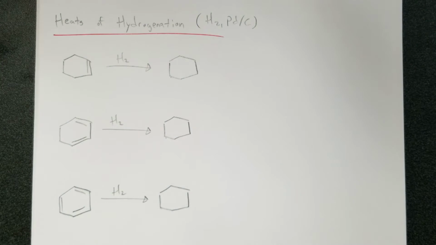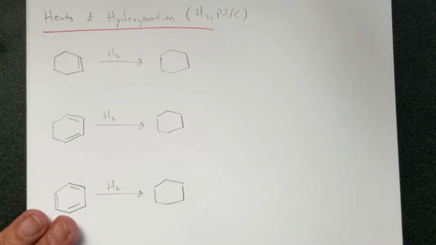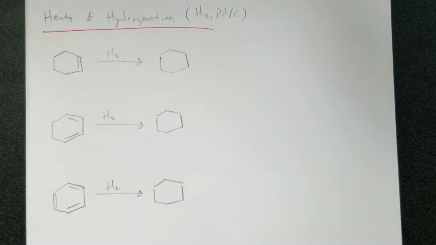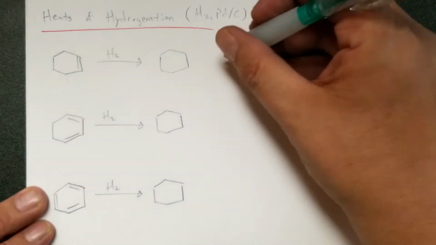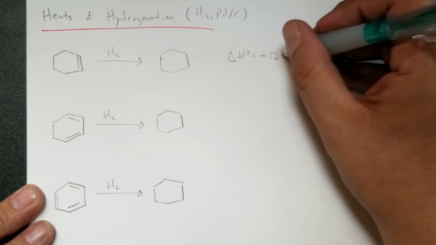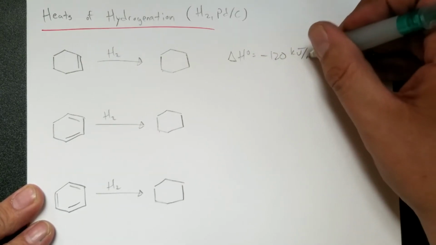Like that. All right, so essentially the way this works is they'll look at the first reaction as the basis of comparison, and then they'll look at the actual heat of hydrogenations for these reactions and they compare them. And they were found to be different. All right, so this one here worked out to be minus 120 kilojoules per mole.